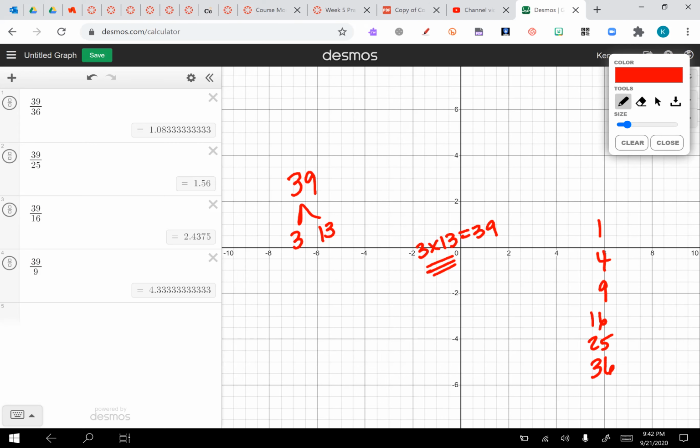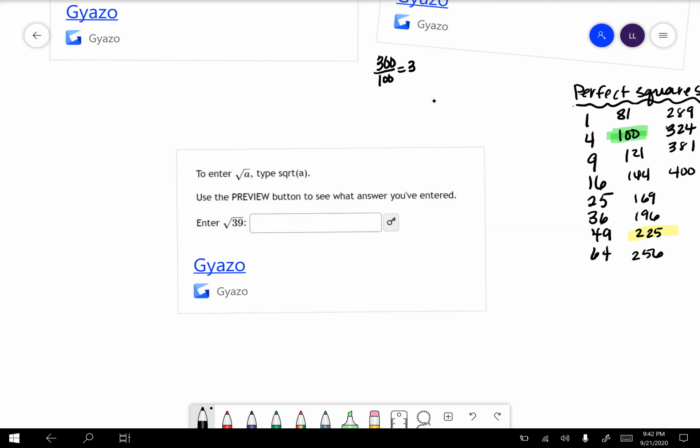So what do we do when that happens? That simply means our answer is already simplified. And if it's already simplified, we simply do this: square root of 39, and we leave it as is. So our answer is simply the square root of 39. There's nothing to do there. We can't do anything to it.